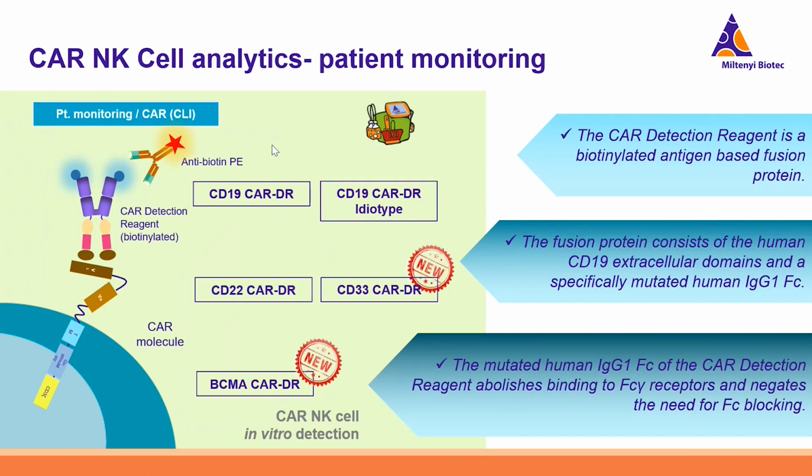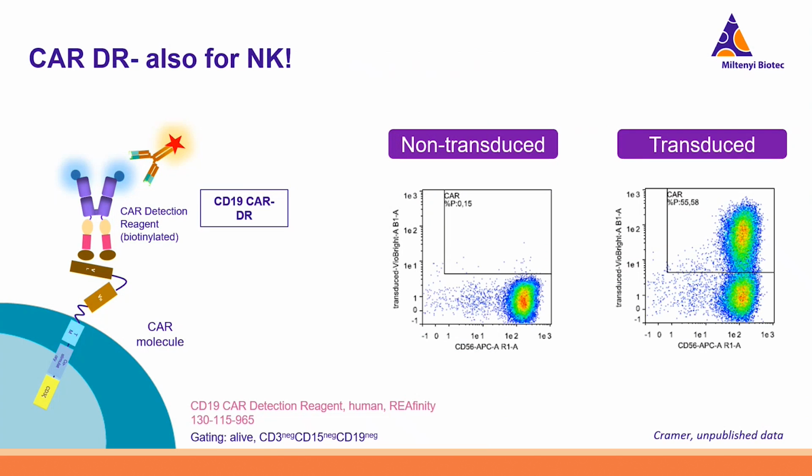We have CAR detection reagents. Mainly, these have been very famously used for T cells, but they also work for NK cells. So there are some type of CD19, for example, therapies around that the T cells are using, but also NK cells are doing that. And we have also developed different CARs for other targets, like CD33 or BCMA. And we have tested this not only for the T cells, they also work for the NK cells. So if you're using any of these types of targets like CD19, you can also use our CAR detection reagents.